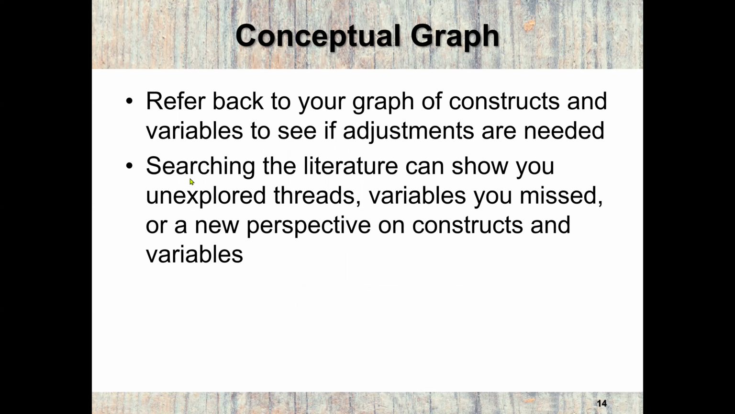So next is the conceptual graph. Here they say we should refer back to our graph of constructs and variables to see if we need to make any adjustment. Now, searching the literature can show you unexplored threads, the variables that you are missing, or maybe a new perspective on the topics or on the variables. We discussed the variables in our previous lectures. Let's say we are doing quantitative correlation testing studies, we may have independent and dependent variables. The variables have to be quantitative, etc.